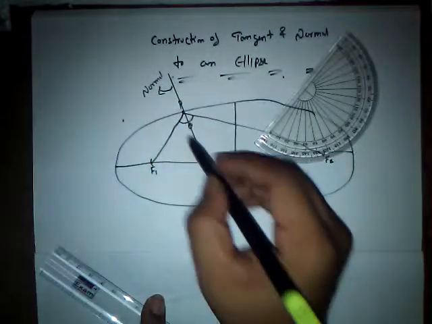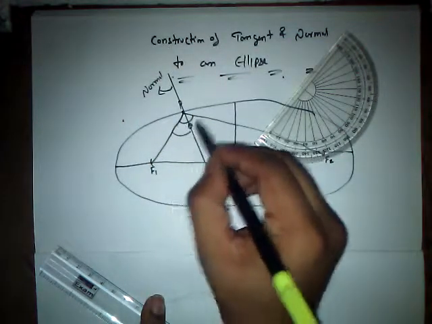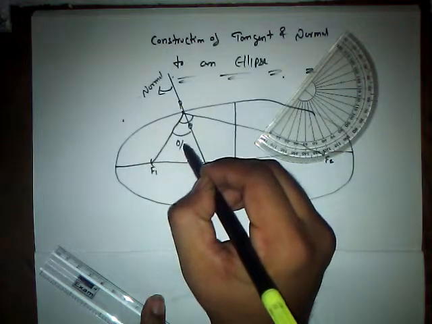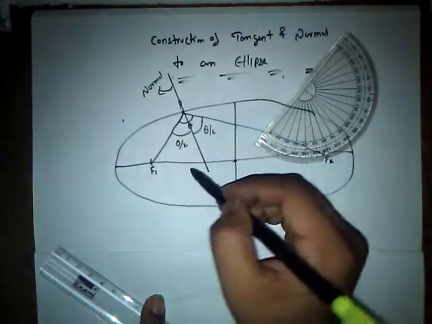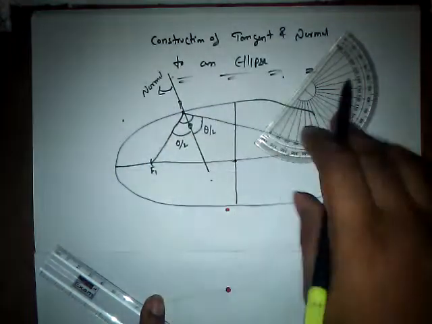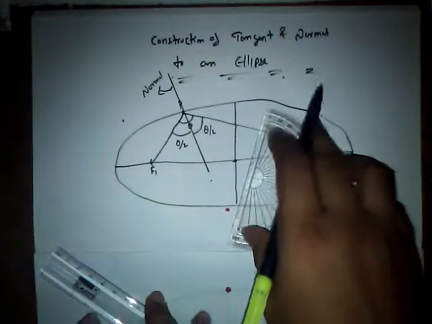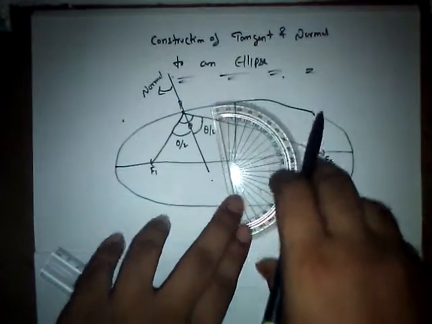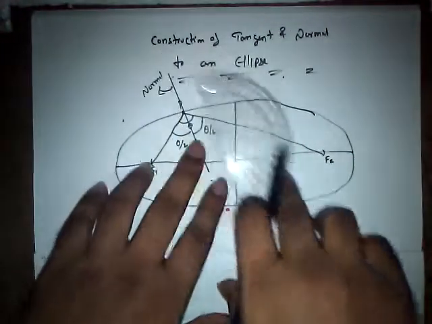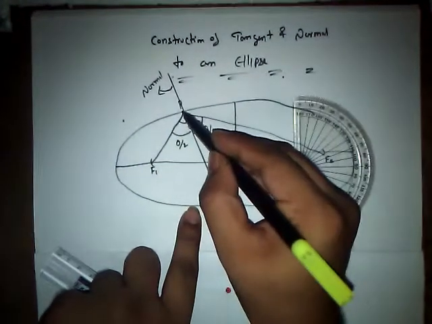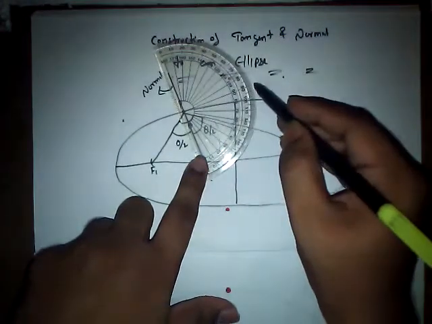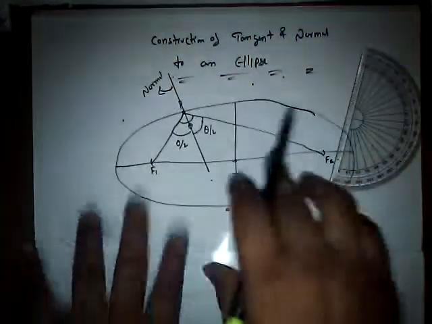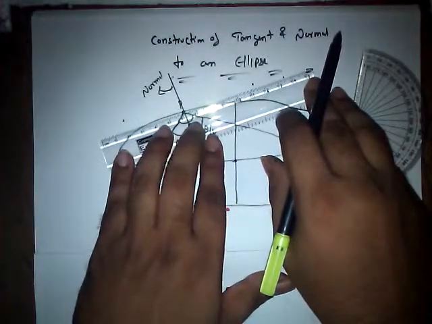to the curve. The normal cuts this particular angle into half, so this angle is going to be theta by 2, and this angle is going to be theta by 2. So the bisection of the angle is going to be in this way. Generally, normal and tangent are perpendicular to each other, that is, at 90 degrees. So at this point P, keep the protractor, keep a point at 90 degrees, and join this point P to the point that we have kept.